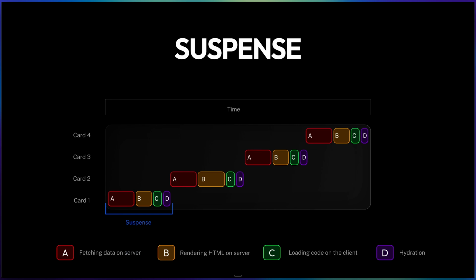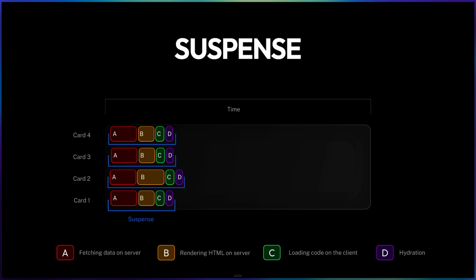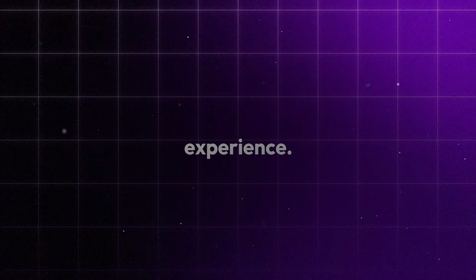But once we wrapped Suspense around each component, Next.js enabled concurrent fetching. All cards now started loading at the same time, and each one is rendered to the client as soon as it's ready, with the fallback UI shown in the meanwhile. And that's it. That's how you can go from a blank screen to a beautifully streamed experience, one card at a time.